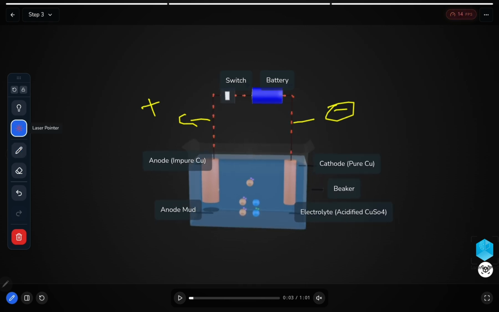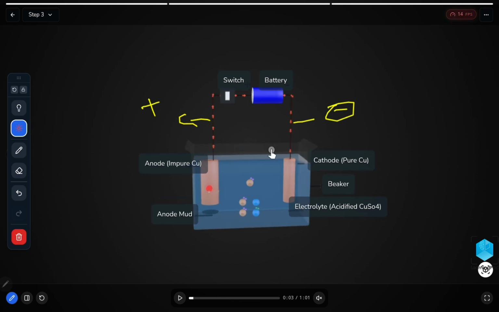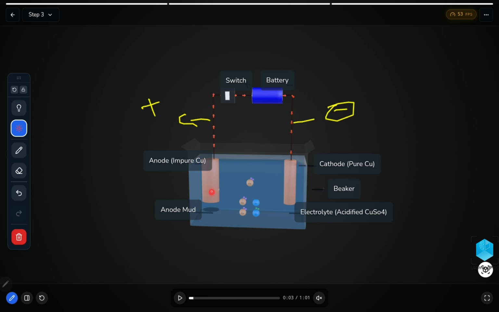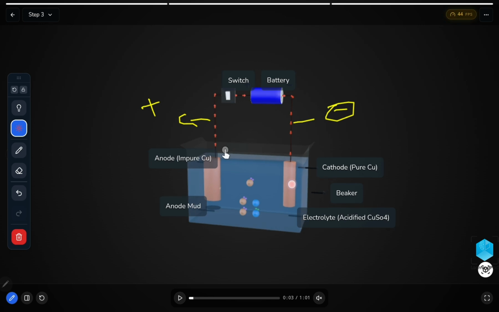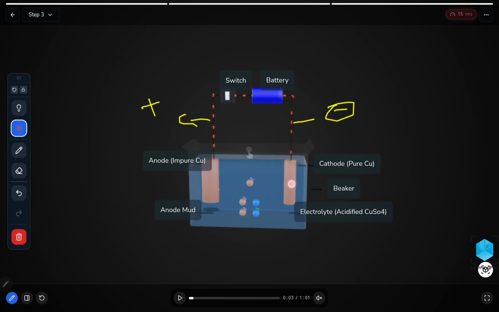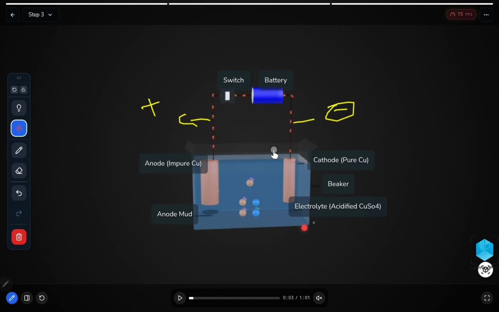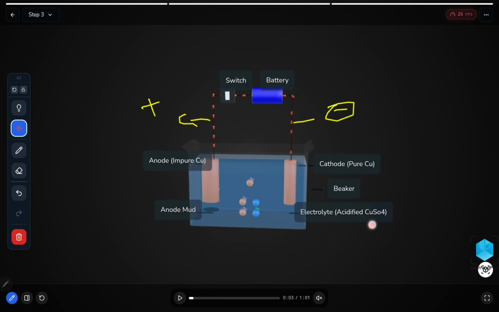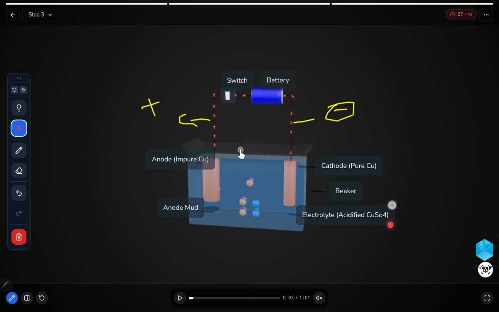Now, when the current is passing, at the anode you take the impure metal. So here the impure metal is copper. And on the cathode side you take a small thin layer of pure metal, that is pure copper. Now in the tank, the electrolyte is nothing but an acidified solution of copper sulfate.